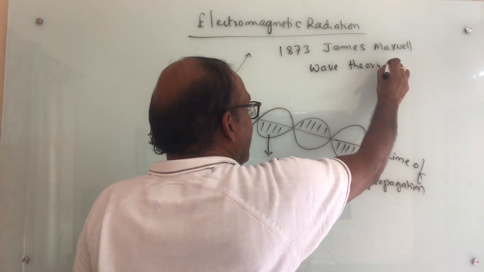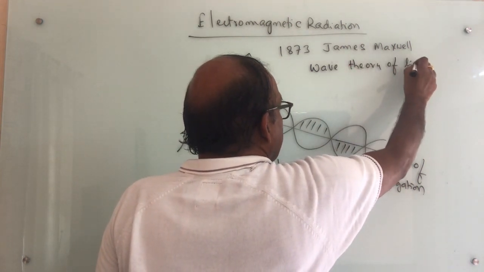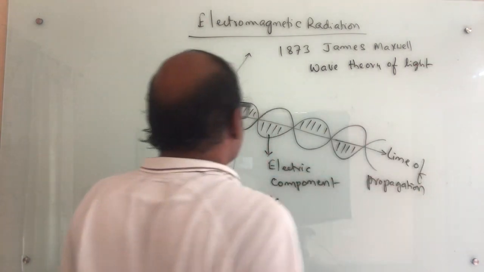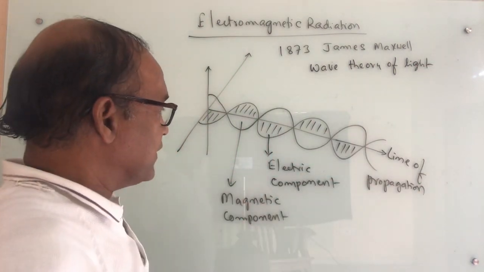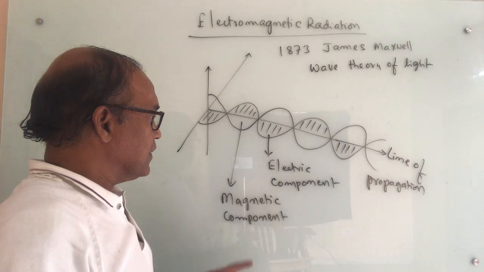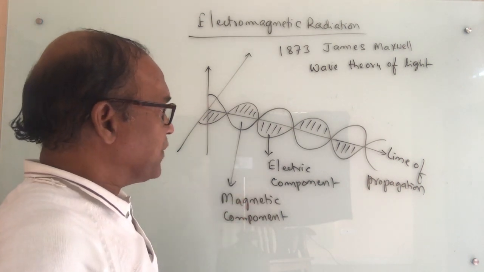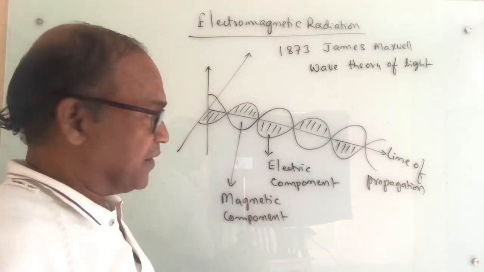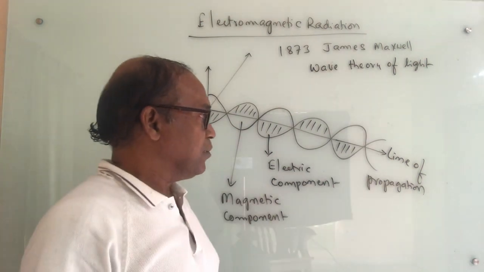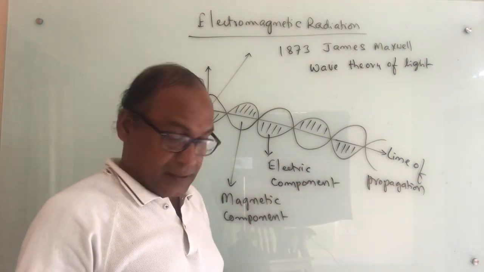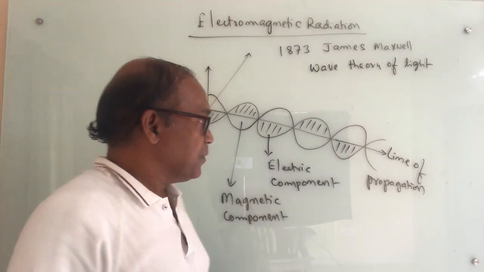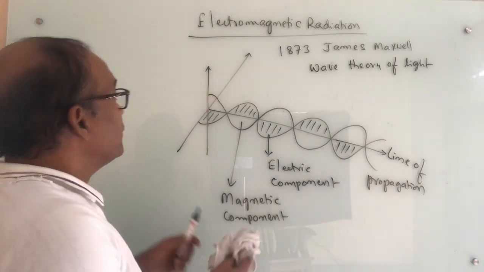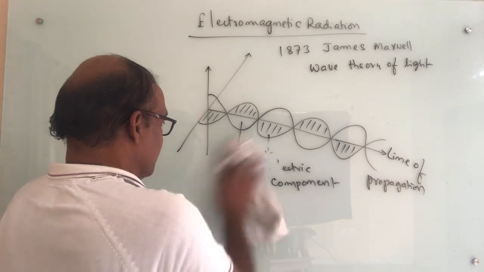Wave theory of light. These electric and magnetic fields are mutually perpendicular to each other and have the same velocity, that is, the velocity of light. Both propagate along the line of propagation. Now we need to discuss the properties of a wave.